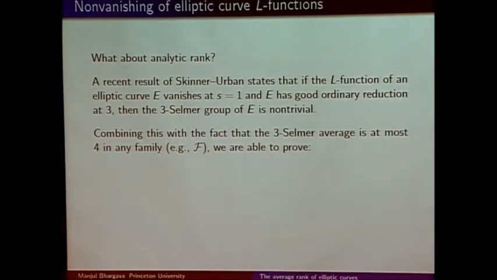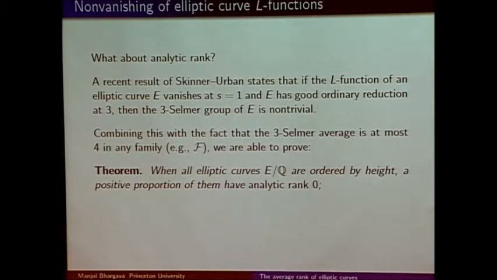So in particular, if the 3-Selmer group is trivial, then assuming these conditions of good ordinary reduction at 3, it implies that the L-function doesn't vanish. And in this family, which is a positive proportion family, since you know that the 3-Selmer group is at most 4 in size on average, this allows us to prove that when all elliptic curves E over Q are ordered by height, a positive proportion of them have analytic rank 0, in other words, have non-vanishing L-functions. So this proves a positive proportion of elliptic curve L-functions are non-vanishing at this critical point.